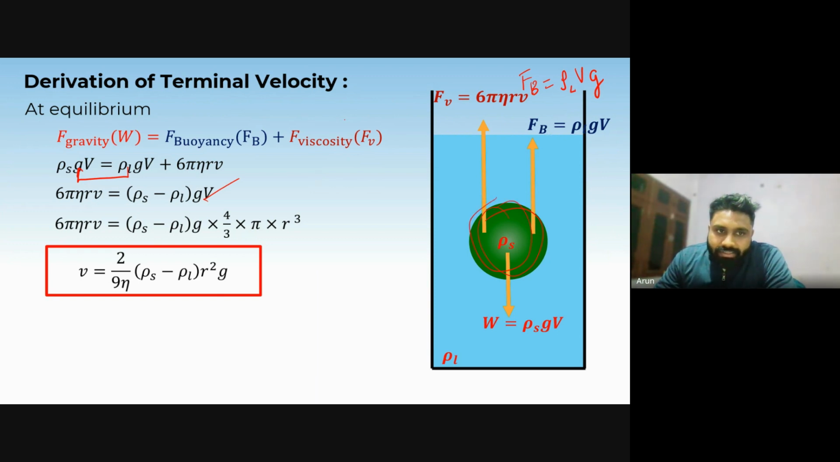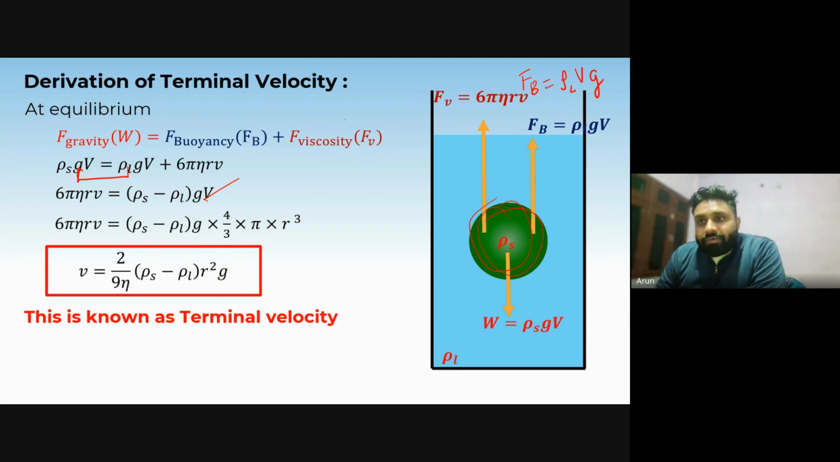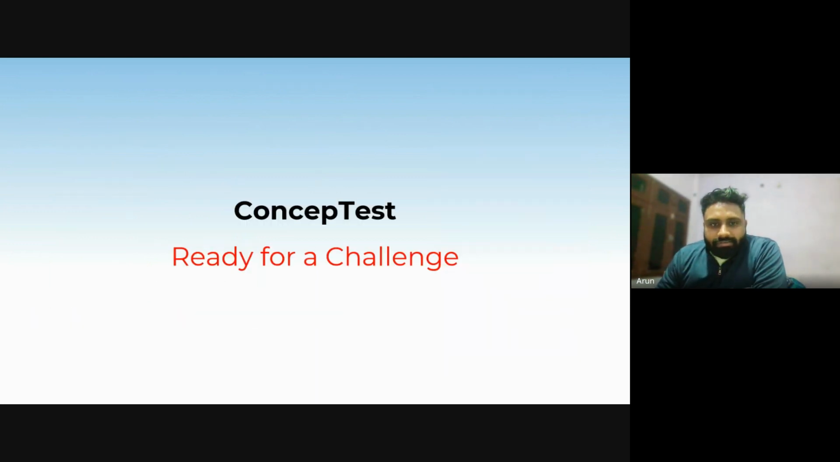And you will see that this velocity is not a variable velocity. The radius is constant, g is constant, the densities of both solid and liquid are constant. Eta is also constant, and 2 by 9 obviously is a constant. So it is a constant velocity. And you can also say that this velocity is the terminal velocity or the maximum velocity. Got it?